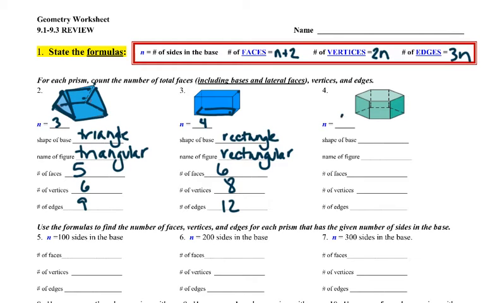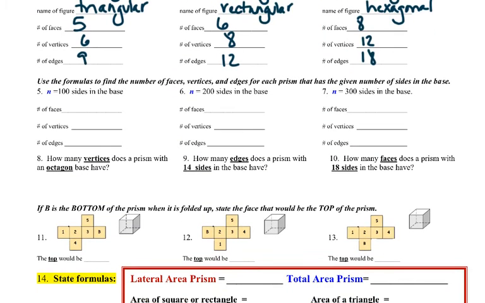So you can either count, but when you get into these higher things like a hexagonal prism, you might want to just use the formulas. 6 plus 2 is 8, 6 times 2 is 12, 6 times 3 is 18. And then you can confirm. If it's got 100 sides in the base, you definitely just want to use the formula n plus 2, 2n, 3n, just like that.